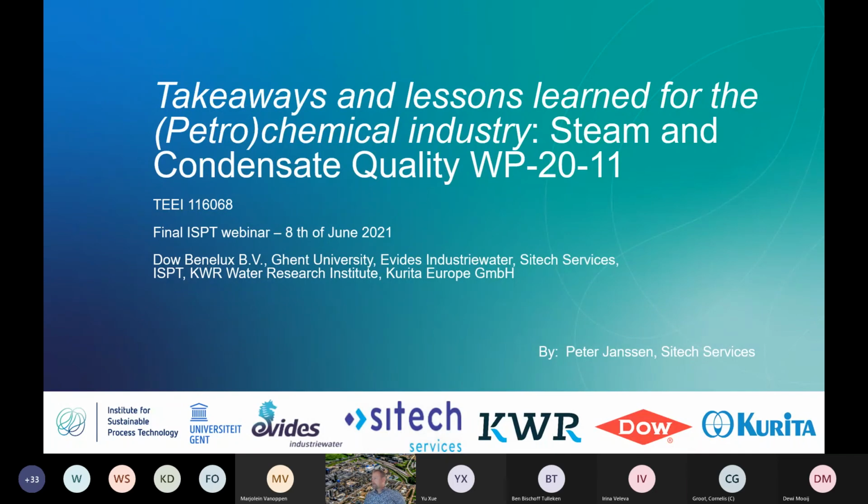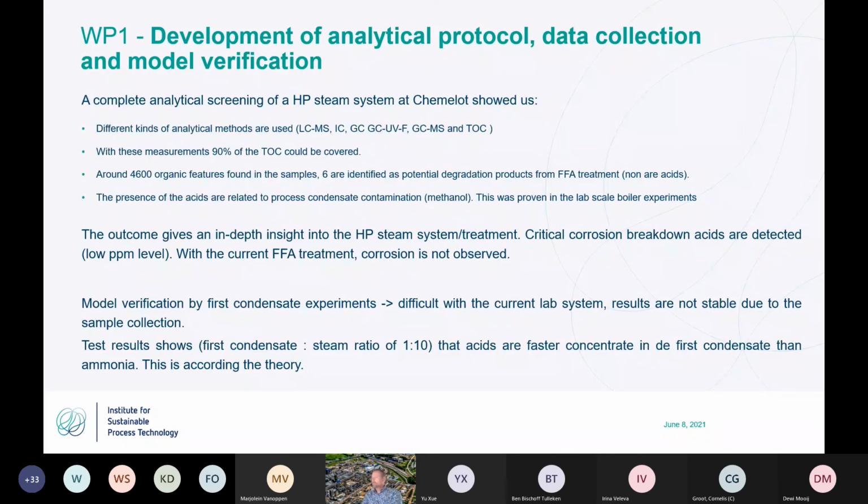So, some takeaways and lessons learned. First of all, thanks to the three people who did a lot of investigation and a lot of research work with all these conclusions. Next slide. So what work process 1, we developed a complete analytical screening.